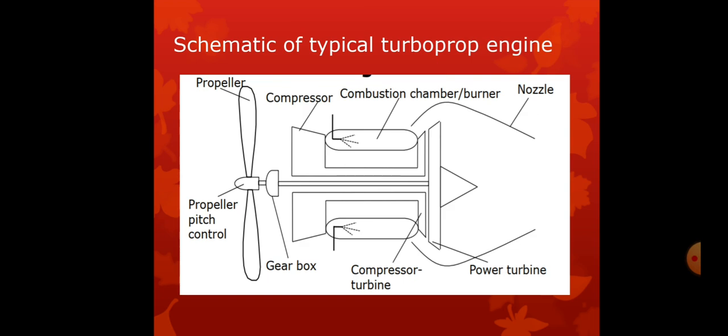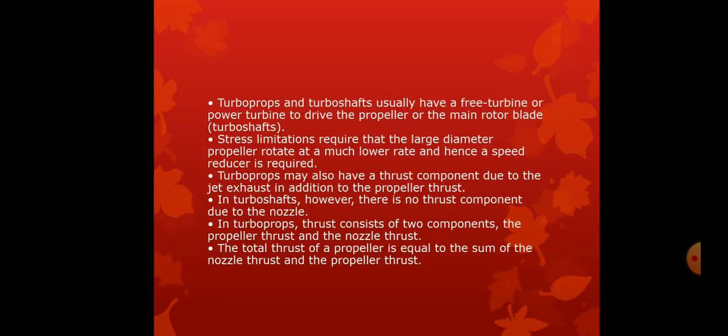Here we can see a schematic of a typical turboprop engine or turboshaft engine. As usual, we have a propeller in front, and a driving mechanism of gears connected to a shaft. Then it is followed by a compressor, then combustor, then a turbine, and then an exhaust, that is the nozzle. Turboprops and turboshafts usually have a free turbine or power turbine to drive the propeller or the main rotor blade, that is turboshaft.